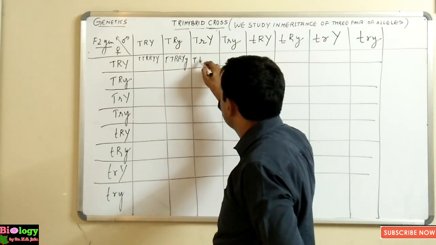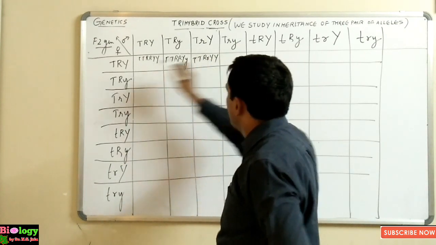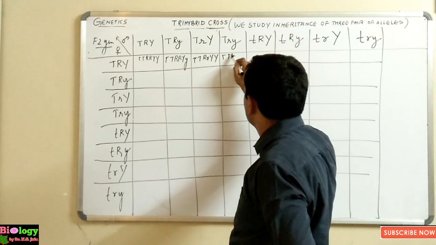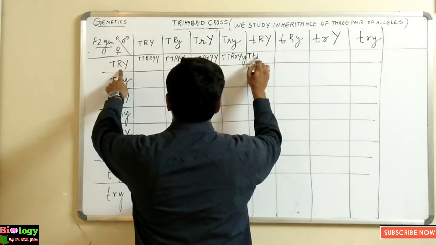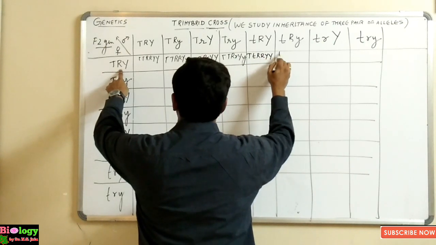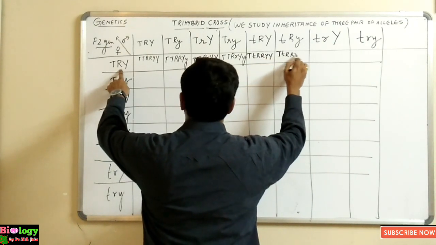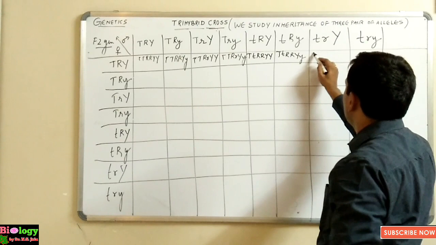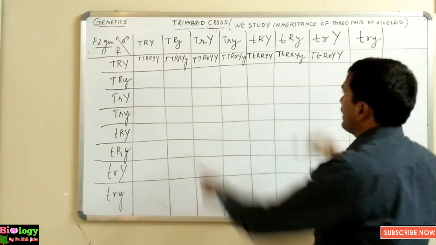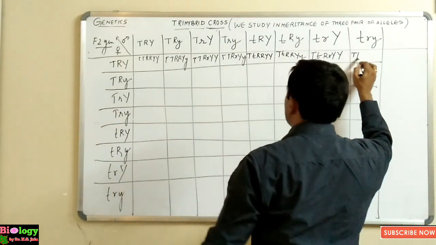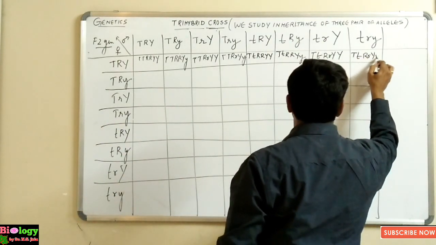Then this one. Then this with this. Then this one with this one. Okay, then that with that one. Capital T, small t, capital R, small r, capital Y, and this with this one. Capital T, small t, capital R, small r, capital Y, small y.